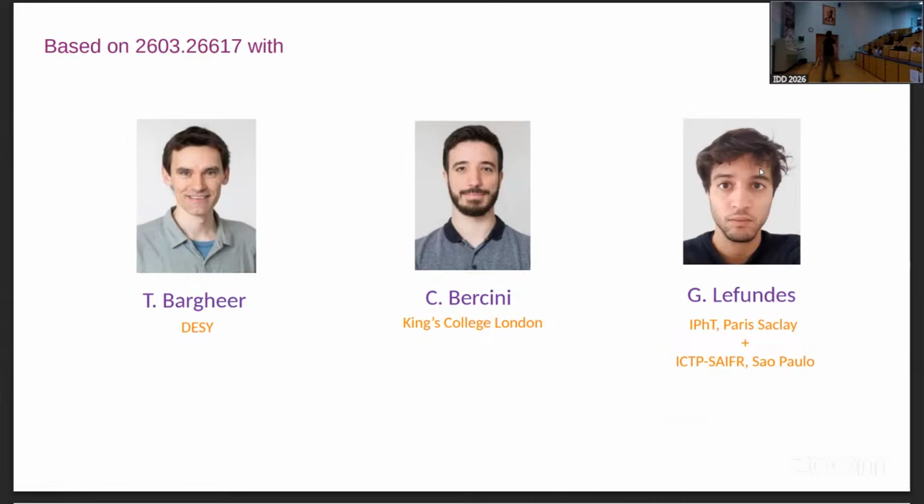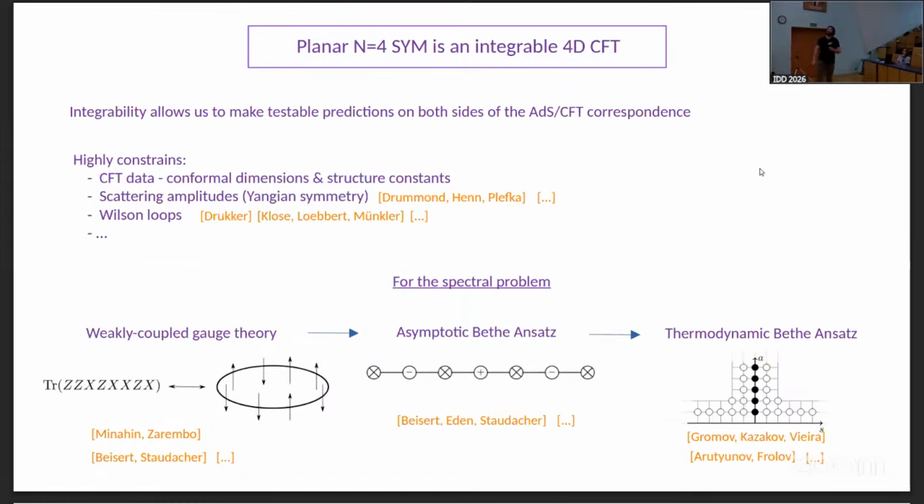So I'm going to be quite broad and for the most part not technical at all. But let me try and set the stage by saying something that I guess most of you know, is that planar N=4 super Yang-Mills is an integrable four-dimensional conformal field theory. Why we like integrability is because it is very highly constraining. It's very constraining for CFT data and scattering amplitudes, and you can study Wilson loops, and so on.